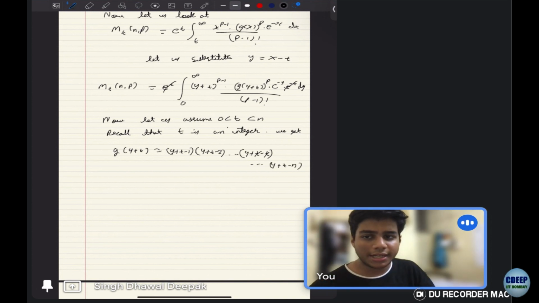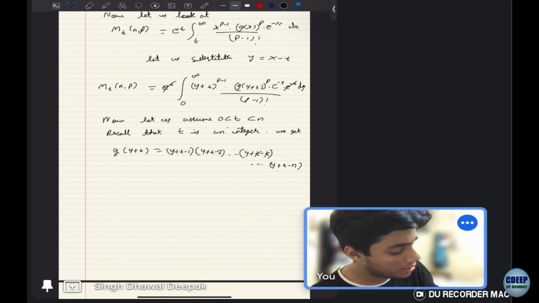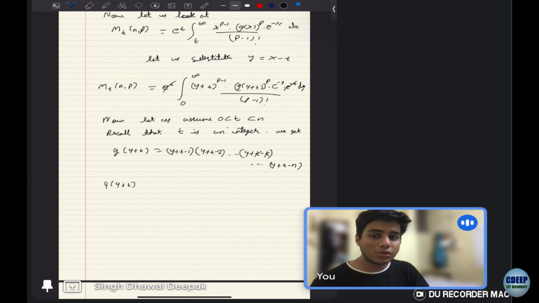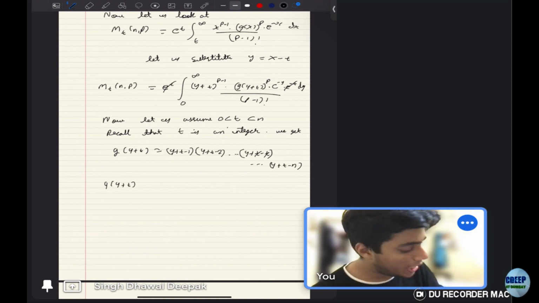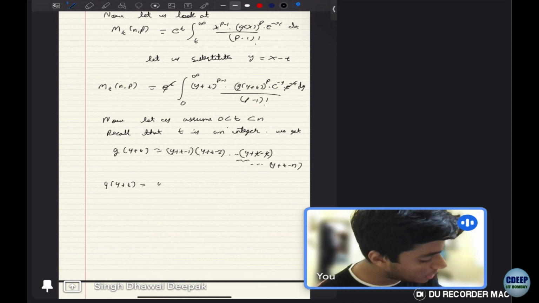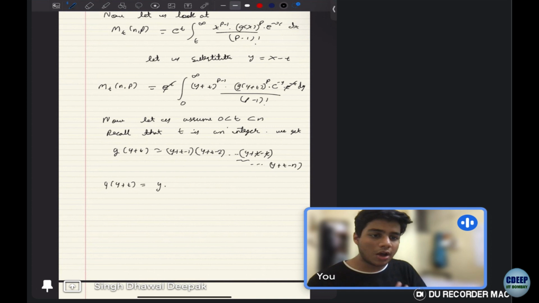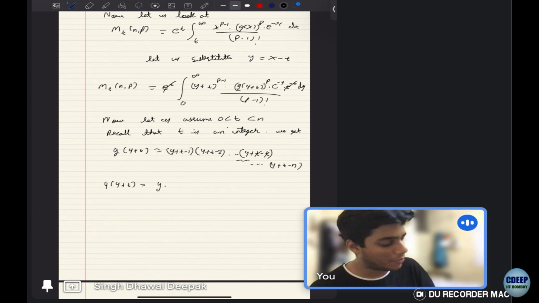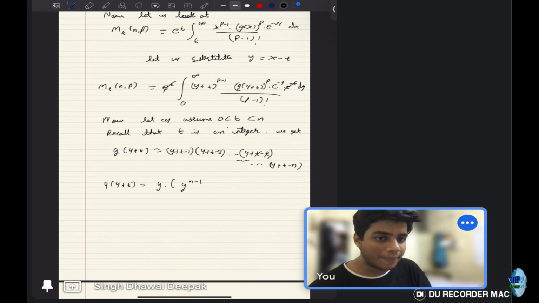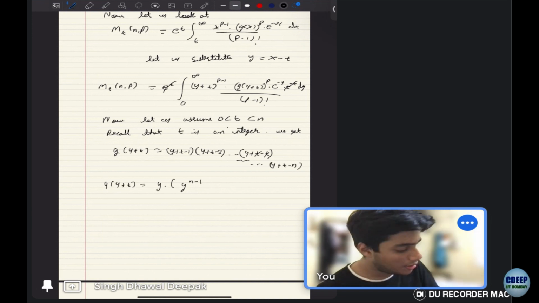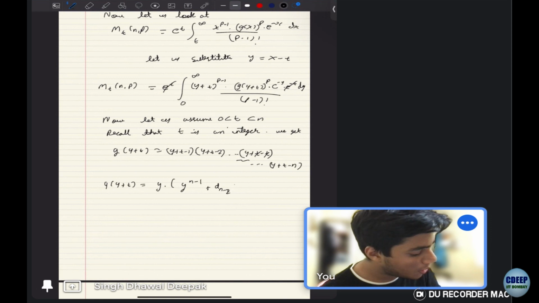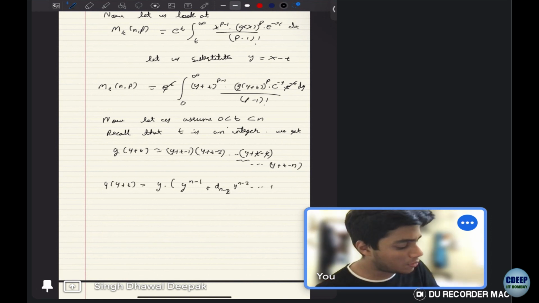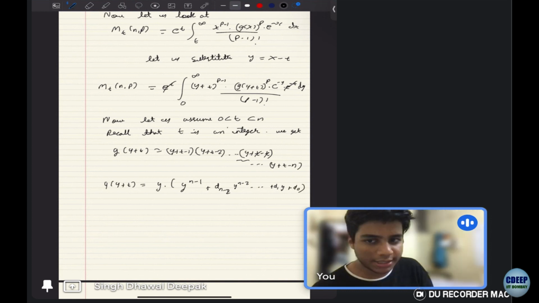So, writing it a little bit neatly, we will get g of y plus t. Now, also note that t is an integer, 1 up to n is an integer. So when you multiply this, you will also get an integer. So let us just write this y outside. And since there were n terms, now there will be n minus 1 terms because one y has come out. So you will get a polynomial in y with the highest power being y raised to n minus 1 with coefficient 1. And then you will get d_{n-2} y raised to n minus 2 all the way up to d_1 y plus d_0.